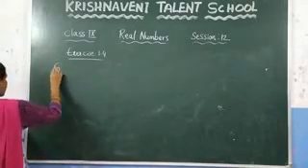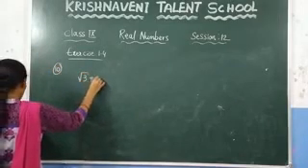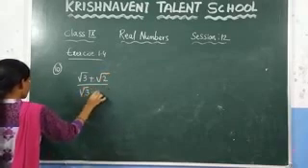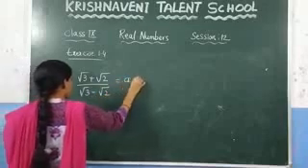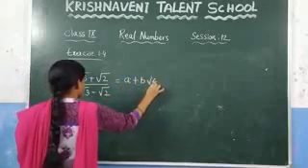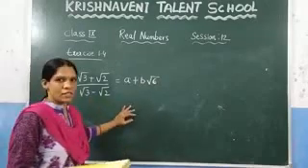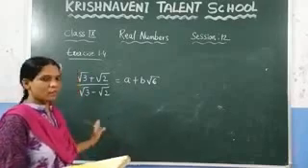Tenth question. Here, what is the question given? Root 3 plus root 2 by root 3 minus root 2 is equal to a plus b root 6. Here you need to find the values of a and b based on this condition. And one more question is given that you can do in the same way.